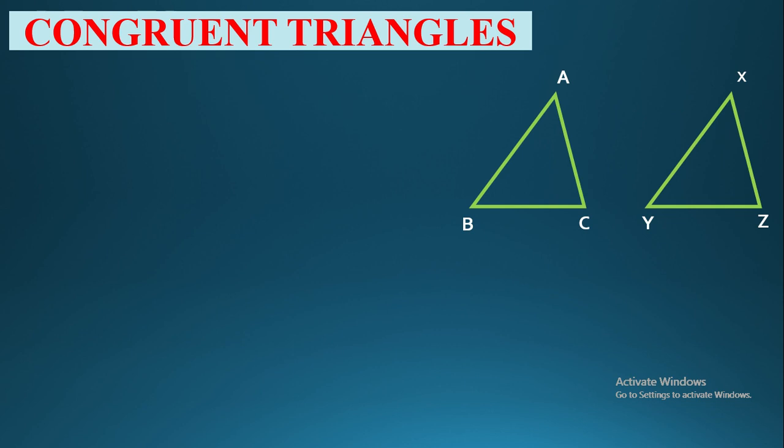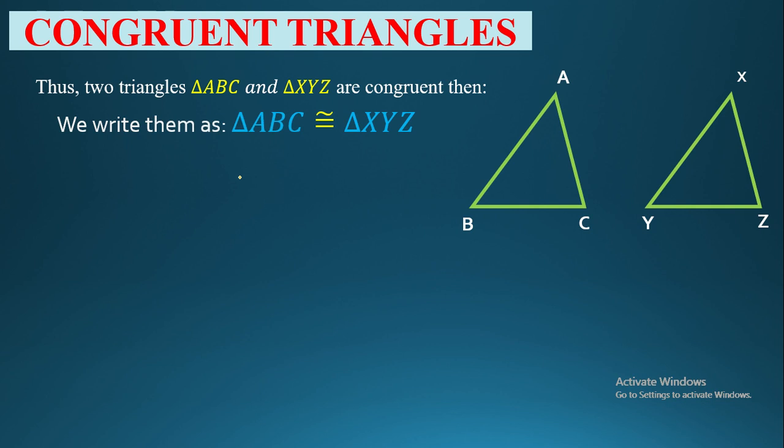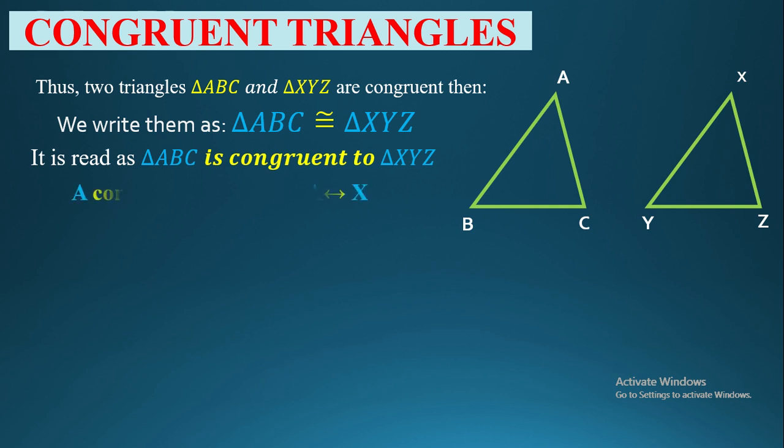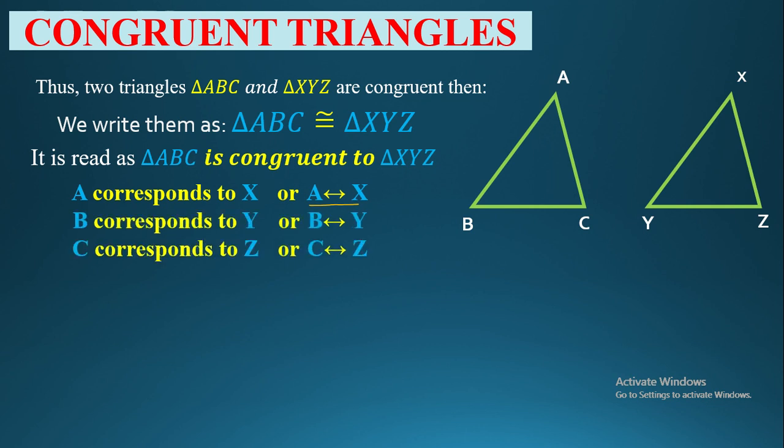This triangle ABC is congruent to triangle XYZ, and we write it as triangle ABC congruent to triangle XYZ. In this congruence of these two triangles, we can say A corresponds to X. Similarly, B corresponds to Y and C corresponds to Z. Similarly, AB corresponds to XY, AC corresponds to XZ, and BC corresponds to YZ.